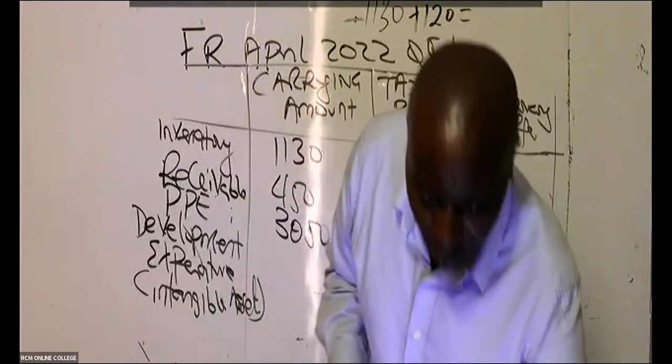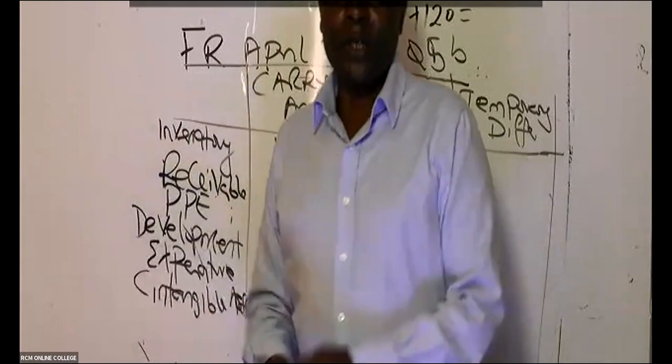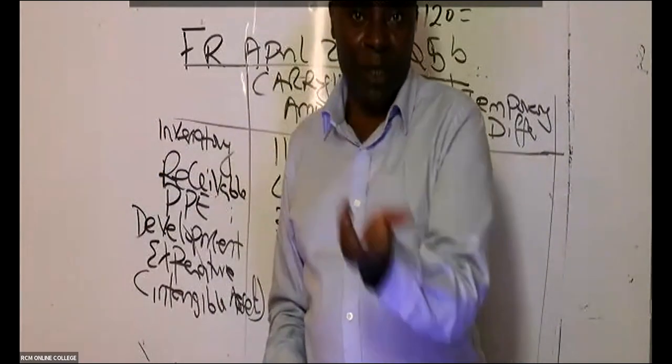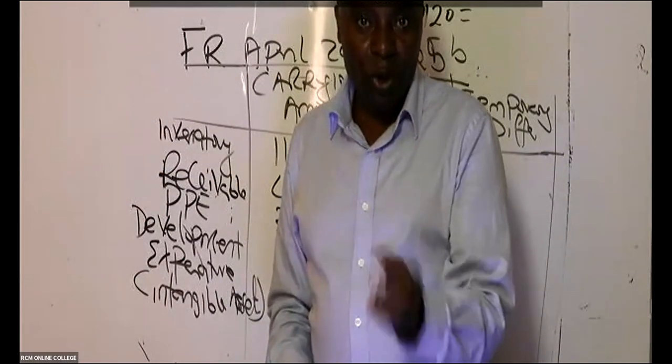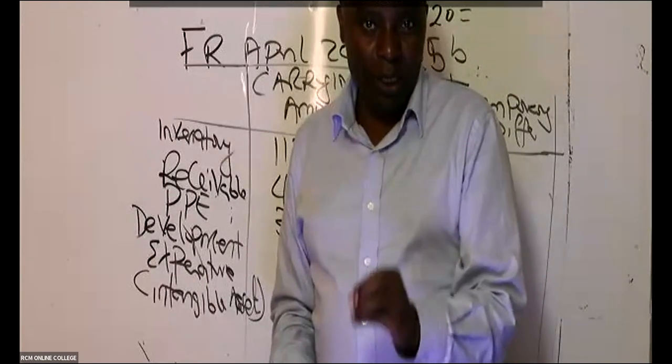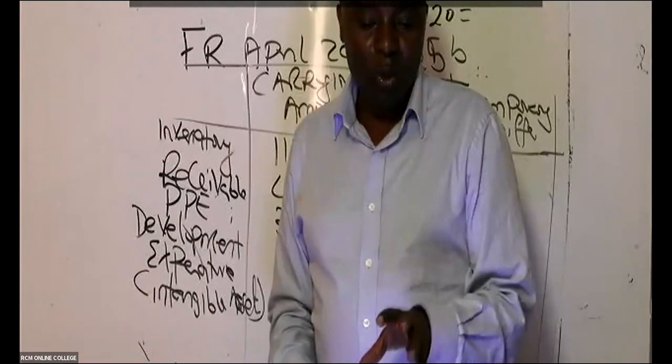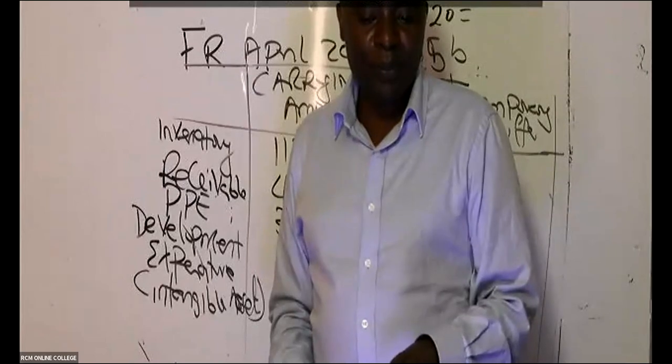Remember to get carrying amount, you're taking cost minus any accumulated depreciation. For intangible assets, you don't call loss of value depreciation, you call it amortization. So we shall subtract, getting carrying amount.